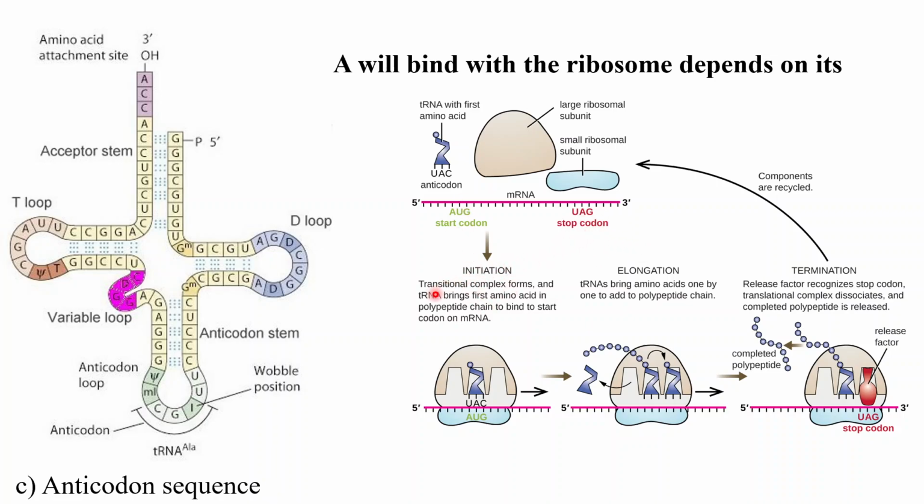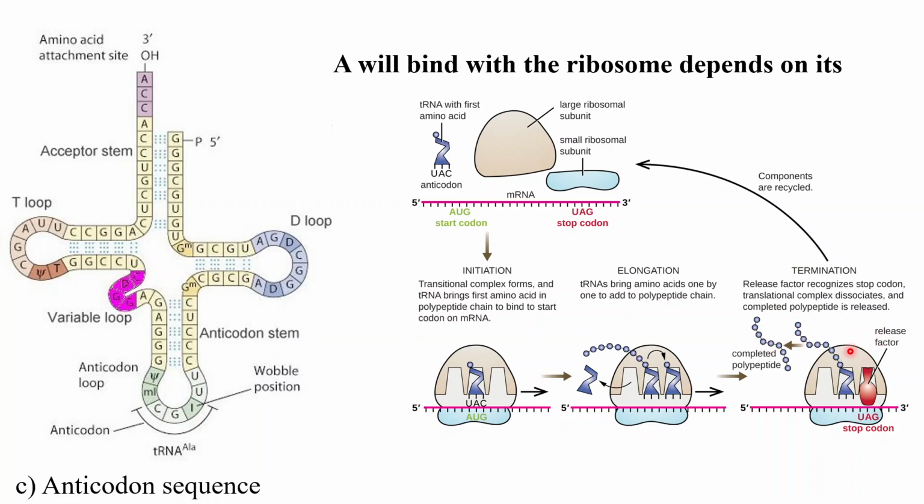So in the first step, what happens? Translational complex forms, and tRNA brings the first amino acid of the polypeptide chain to bind to the start codon on the mRNA. The elongation step is where the tRNAs bring the amino acids one by one and add them to the polypeptide chain. And in the termination step, the release factor recognizes the stop codon, the translational complex dissociates, and the complete polypeptide chain is released.